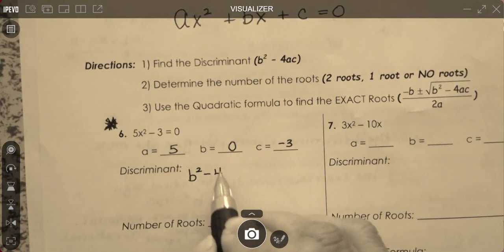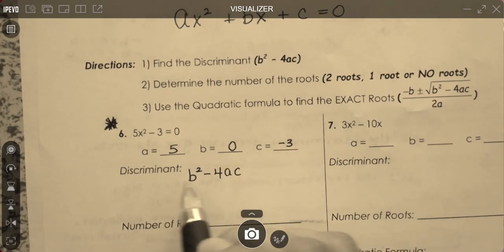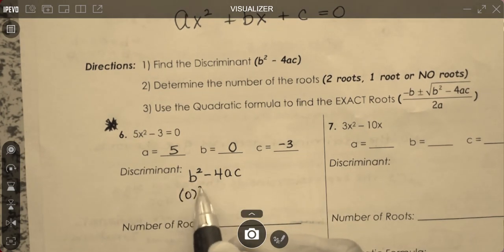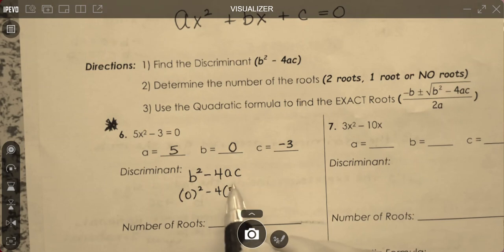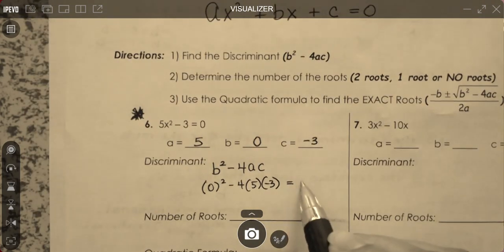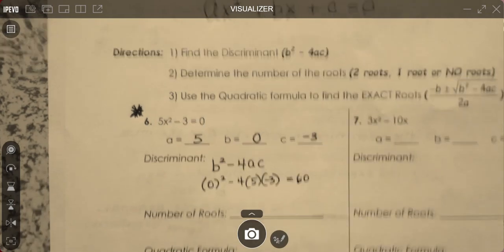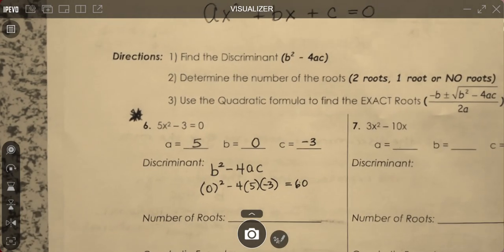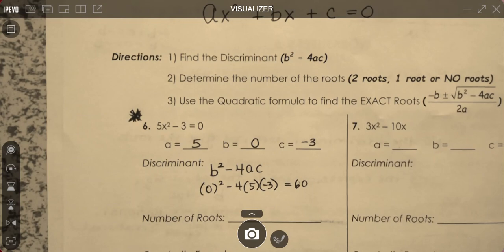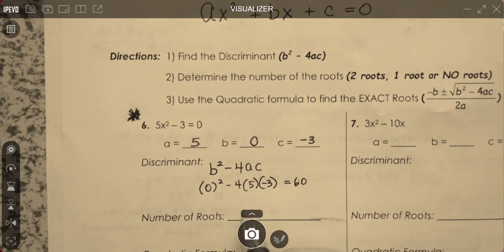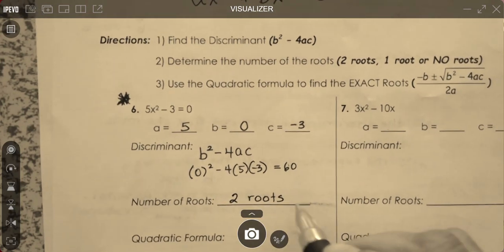Then you have to make sure that you understand this, okay? All right, so this will be 0 squared minus 4, 5, negative 3. 60. So if I say your discriminant is 60, how many solutions do you have and what type are they? It's going to be 2 of them, and are they rational or irrational?